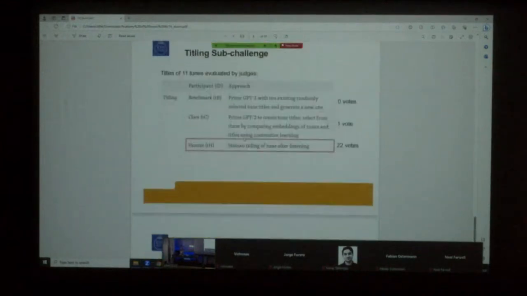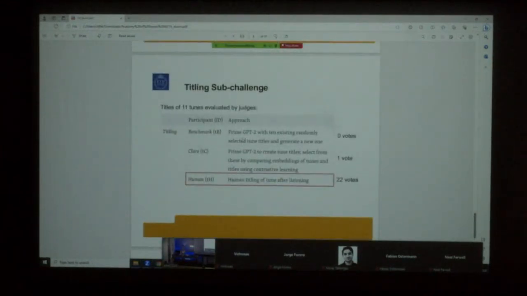Then we had the titling sub-challenge. There were three participants. One was a benchmark, just priming GPT with "give me a title for an Irish tune that doesn't exist", and applying that to each one of the tunes that were selected as a favorite by the judges. And then the system from Korea also used GPT, but it was primed differently, and they looked at embeddings of tunes. And then I took it upon myself to title these tunes as best I could to see if a computer could beat that. My titles received 22 votes, the CLAIRE system won one vote, and no votes were given to the benchmark. So we still have some room to move.